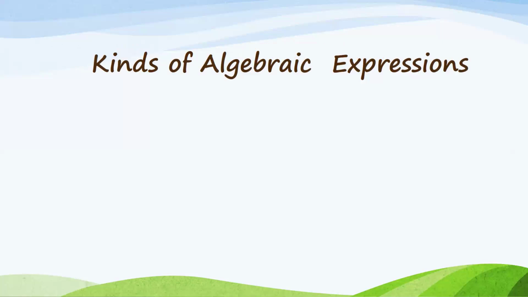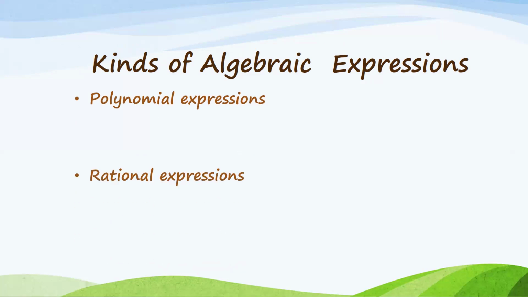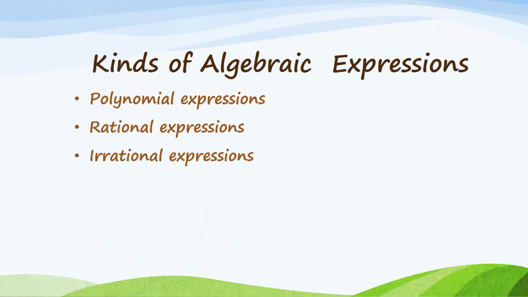Now, how many kinds of algebraic expressions are there? Let's discuss. There are three kinds of algebraic expressions: polynomial expressions, rational, and irrational. Students, in today's class, we are going to discuss polynomial expressions and non-polynomials. But in the next session, we will discuss rationals and irrationals in detail.